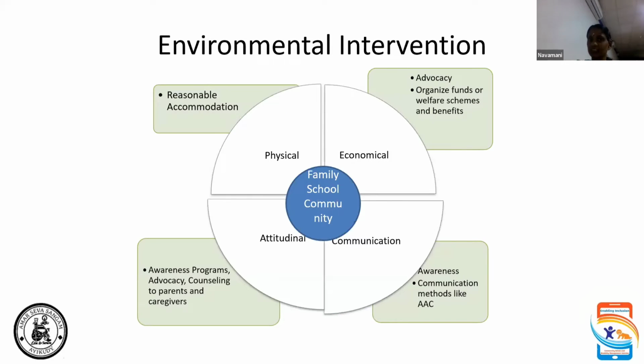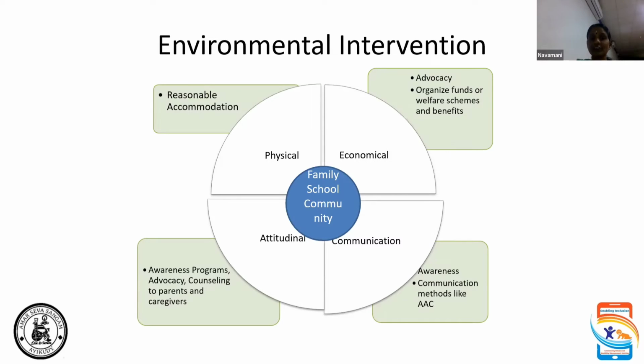Environmental intervention. Again, what are the things we do for the environmental intervention? For the physical intervention, we promote reasonable accommodation. We do individual assessment of children and try to put ramps, handbars, and accessible toilets. So physical environment is addressed in that way.